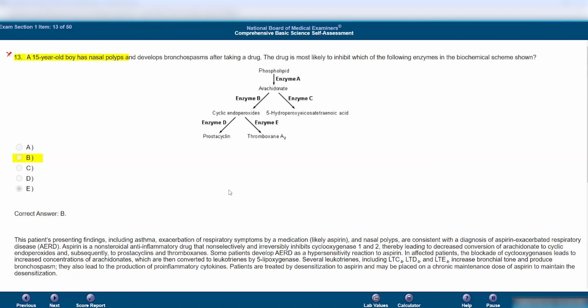Then you see bronchospasms. That's 2 now of the 3 of Samter's triad, which is aspirin-induced respiratory or aspirin exacerbated respiratory disease. And you're thinking it's probably something to do with aspirin. So the drug that's most likely to inhibit this is going to be B because it's a COX inhibitor, COX-1 and COX-2. Yep. Exactly.